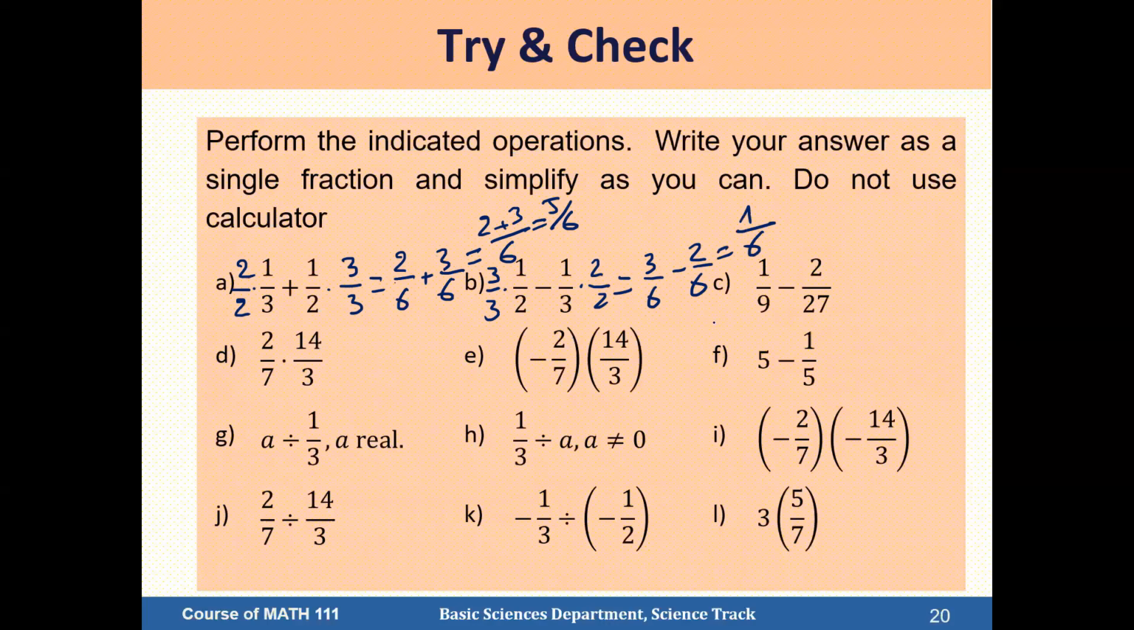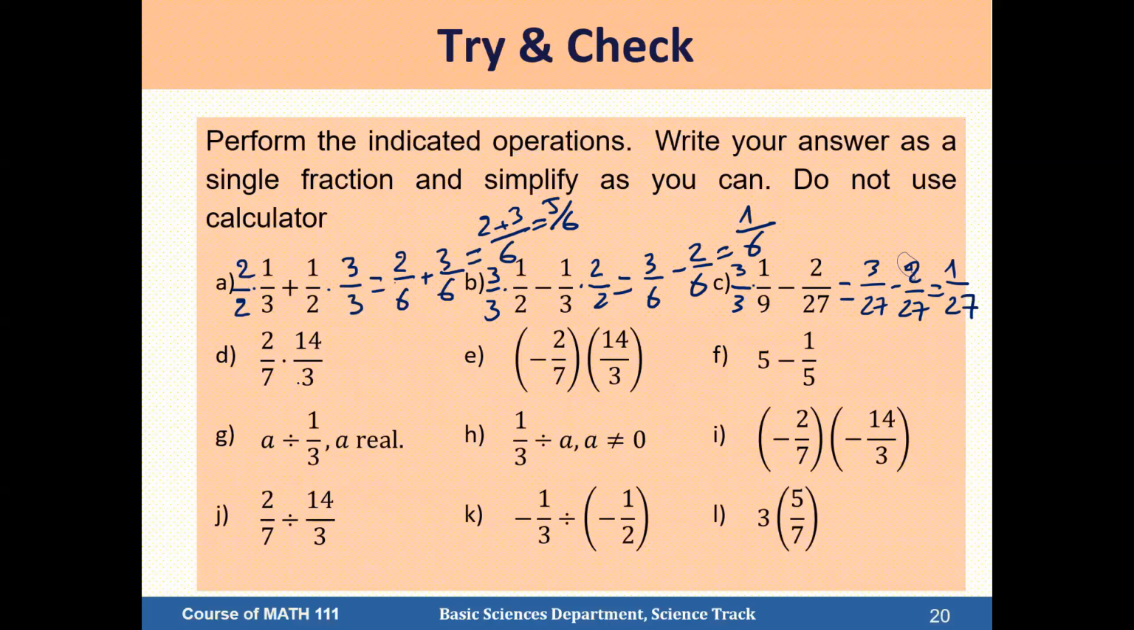Here also, we don't have the same denominator. We reduce to the same denominator. So if you multiply 9 by 3, we get 27. So it's fine to multiply the first fraction by 3 over 3. So we get 3 over 27 minus 2 over 27, which gives 1 over 27.